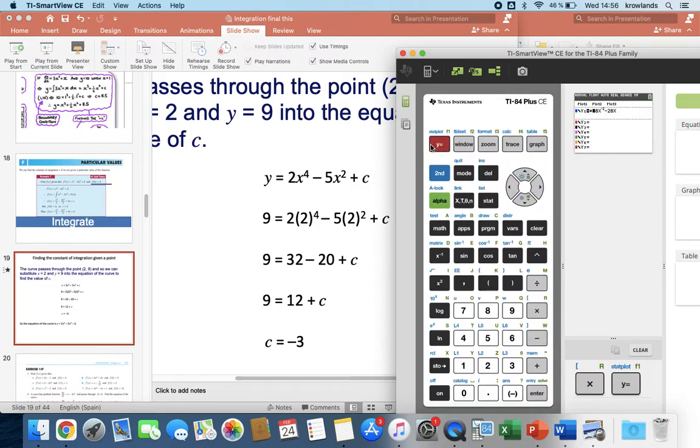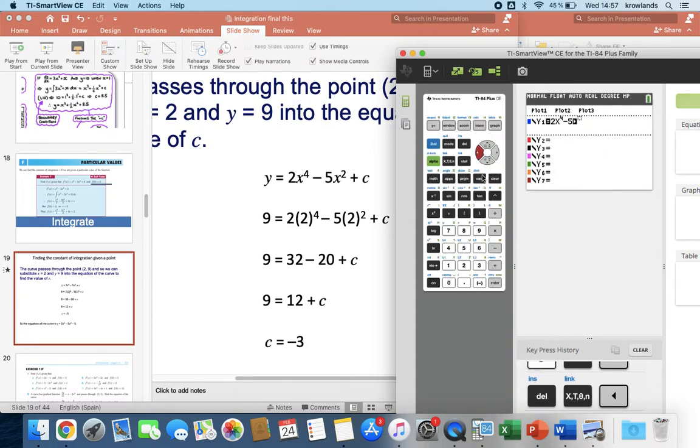So what I would recommend you do, if you're not comfortable with the algebraic manipulation, is go on to the y equals button, which is here, and we're going to press clear. We're going to type in this function 2x to the power of 4 minus 5x squared. I'm going to zoom in here to show you the mistakes I'm making. So there's already a power here, so I need to make sure I'm typing things correctly. There we go. And then finally, plus c.